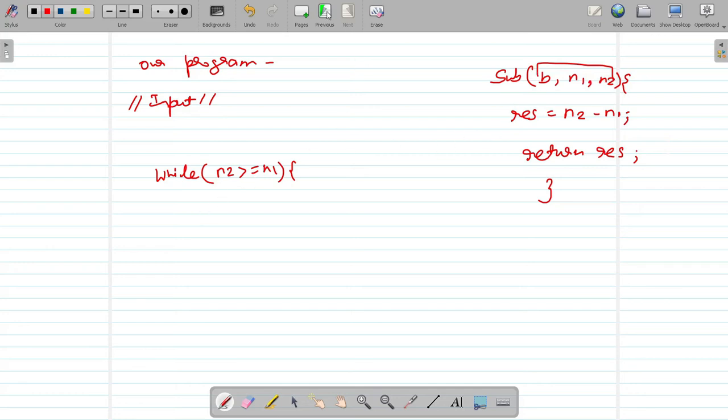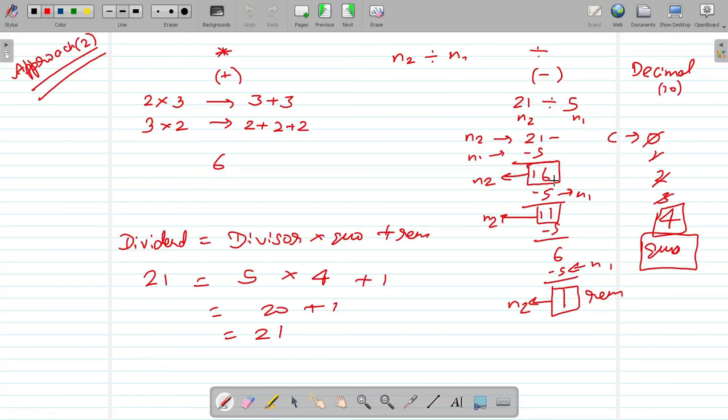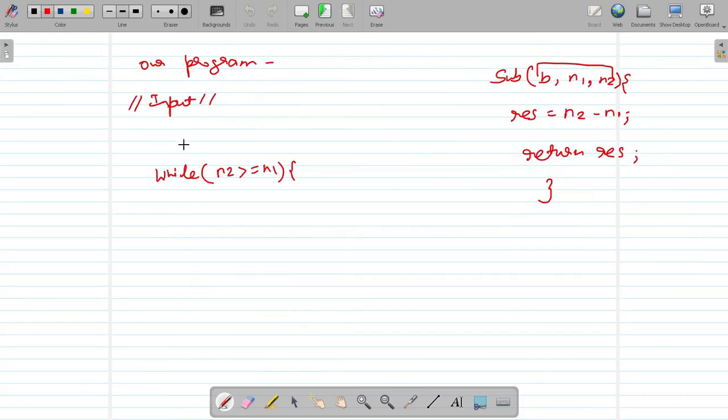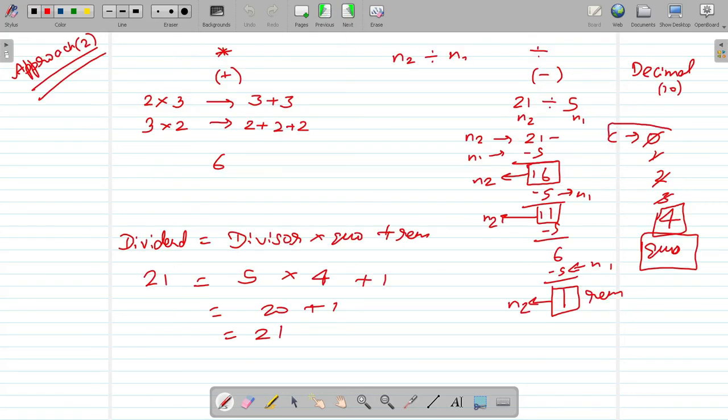And also I told you that whatever the result of the subtraction will be, we will overwrite it in n2. So here we would take n2 and make it equal to the function call, with base b, n1, comma, n2. n1 will stay constant. Whatever the result is, we will overwrite it in n2. Now when this line executes, we know that one subtraction has been done, and after every subtraction we had to increase our count.